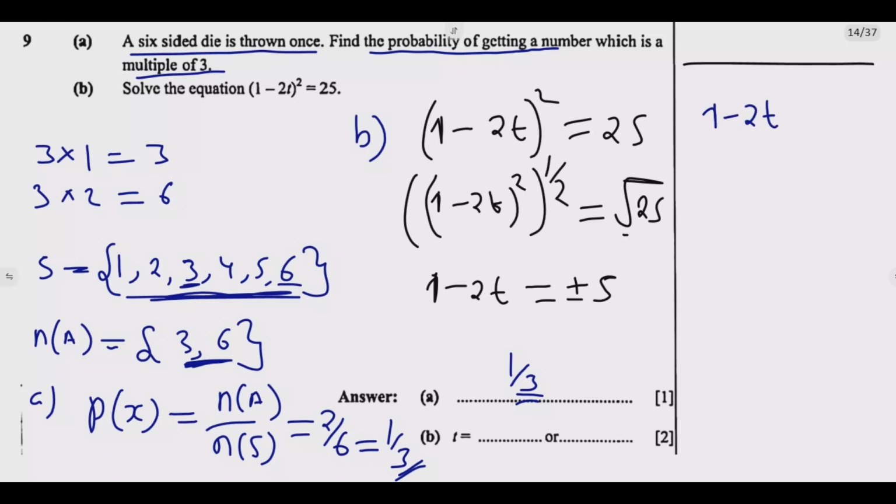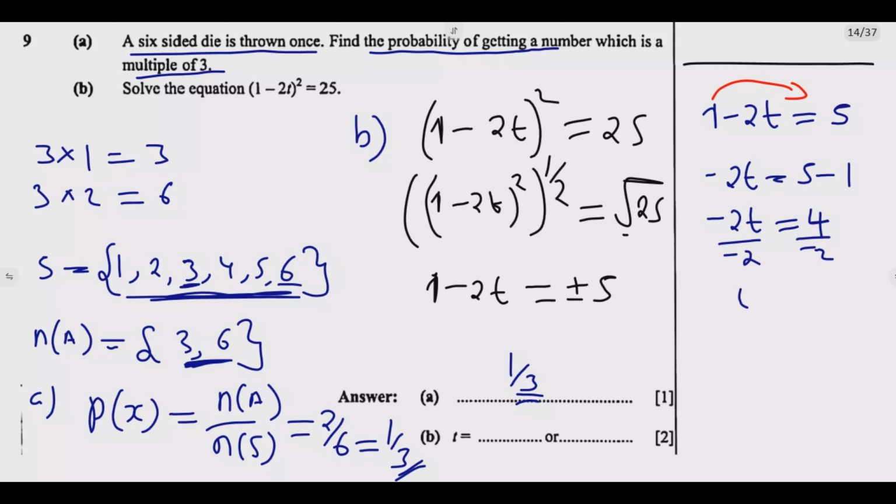So we are going to say 1 minus 2t is equal to positive 5. So 1 minus 2t becomes minus 2t equals 5 minus 1. The moment this one crosses the equal sign, it becomes a negative. So we have now minus 2t equals 4. So we divide by minus 2 to find t. So t is equal to negative 2. That's how we get the first value of t, minus 2.